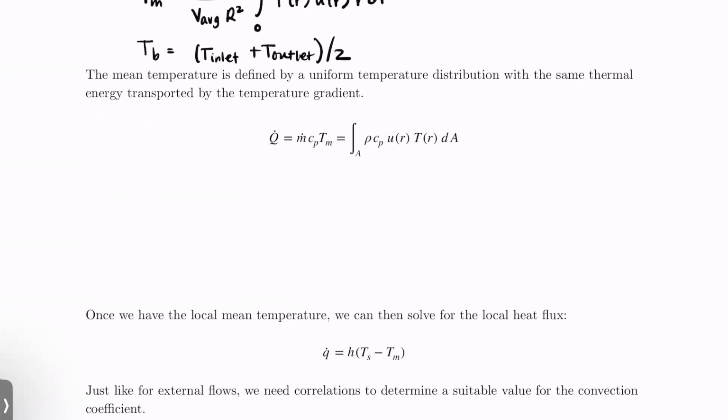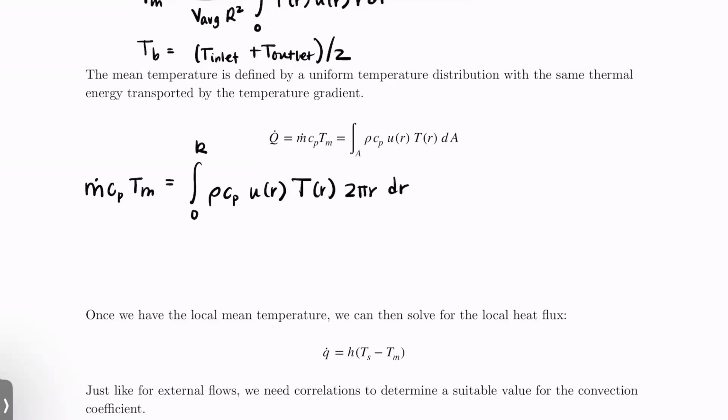All right, the mean temperature is defined by a uniform temperature distribution with the same thermal energy transported by the temperature gradient, which is a mouthful. But we can write this by using this expression for Q dot. So we know that we can define Q dot in this case as the mass flow rate times the heat capacity times Tm. So this means that we have m dot Cp Tm is equal to the integral from 0 to R of rho Cp, the velocity, which is a function of R, times the temperature, which is a function of R, 2 pi R dr.